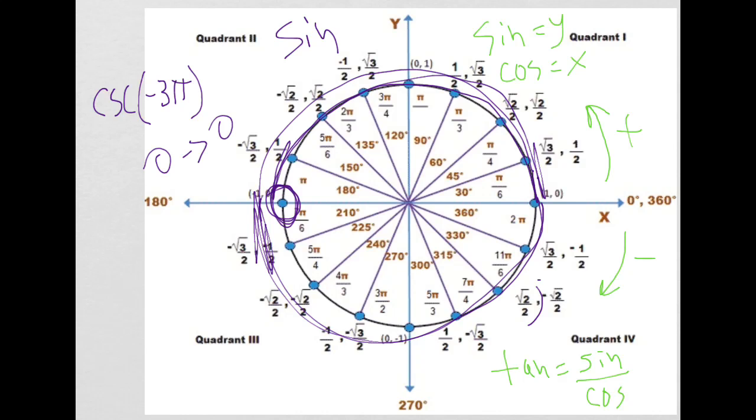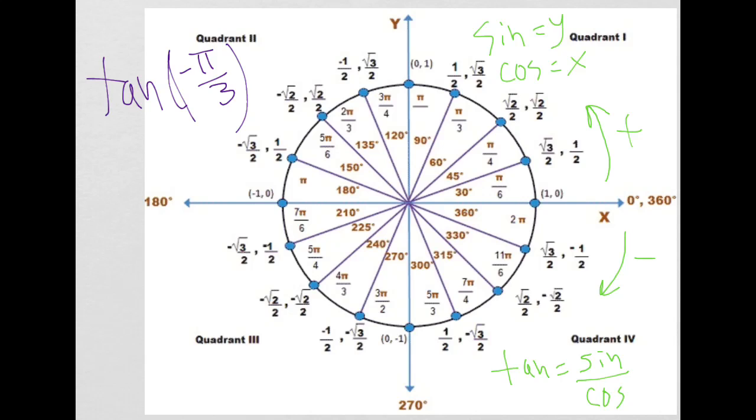Last one, we're trying to find the value of tangent at negative pi over 3. Again, the first step, just figure out where that angle is. Well, pi over 3, positive, we're talking about that first 60-degree angle there. So pi over 3 negative, we're looking down here at that guy. Tangent, again, is going to be defined as sine divided by cosine. So if you don't know how to use your trig chart, you can always go back to the actual definition and divide those two values.